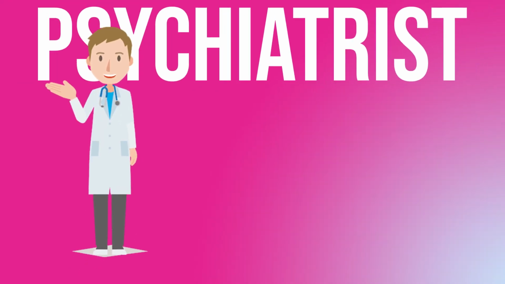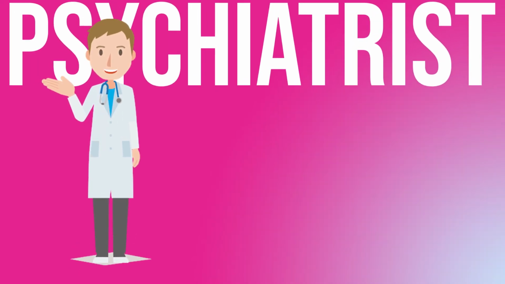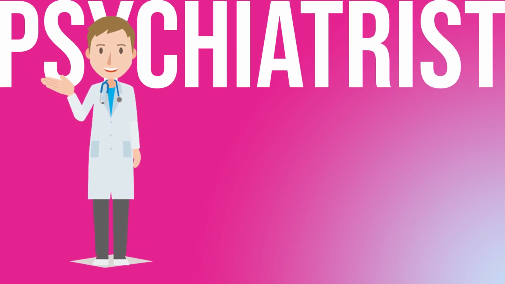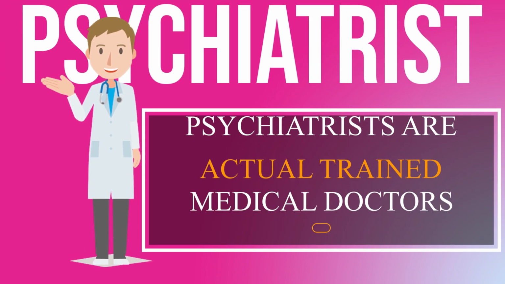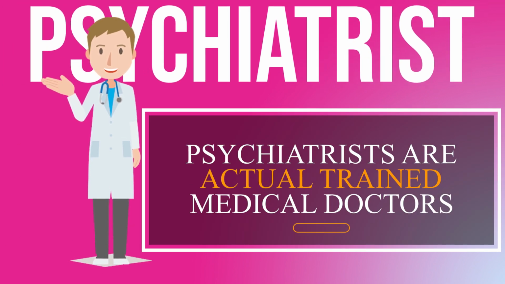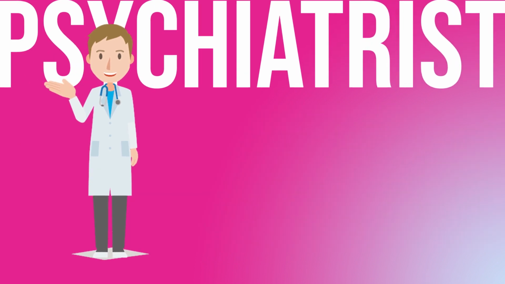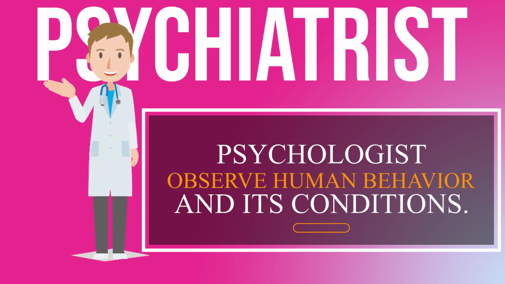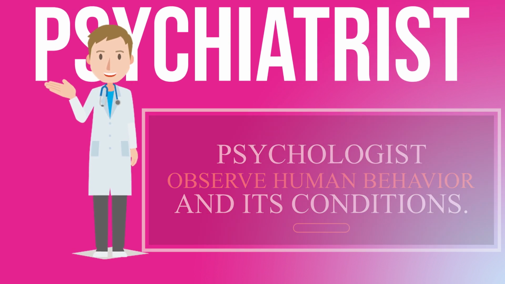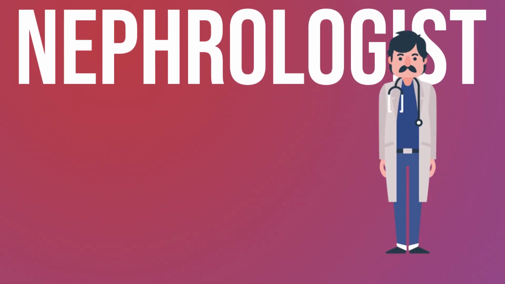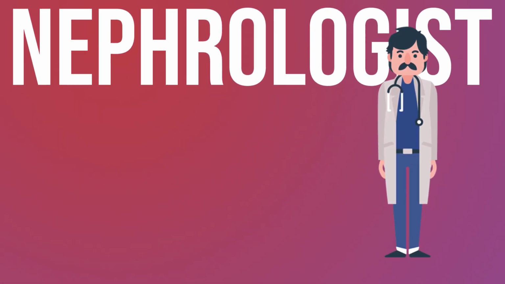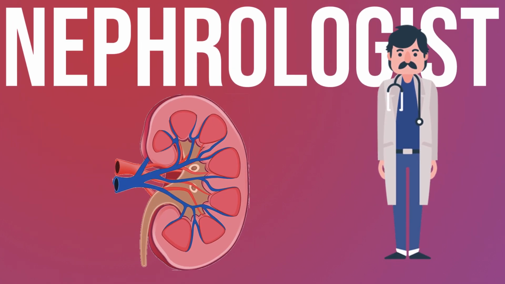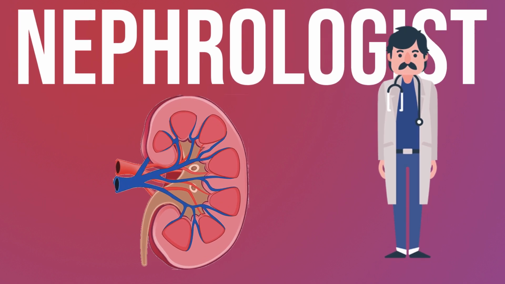8. Psychiatrists. Psychiatrists are not psychologists. Although it can be argued that they perform pretty much similar functions, psychiatrists are actual trained medical doctors who specialize in treating mental health problems, while psychologists, on the other hand, are professionals trained to observe human behavior and its conditions. 9. Nephrologists. Nephrologists are doctors who specialize in treating diseases of the kidneys, including kidney failure and other chronic conditions of the kidneys.